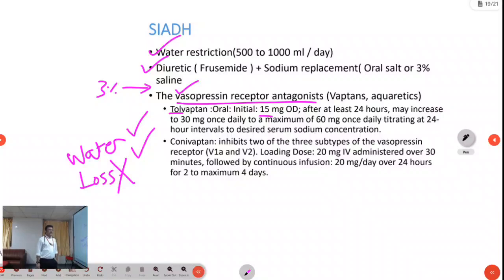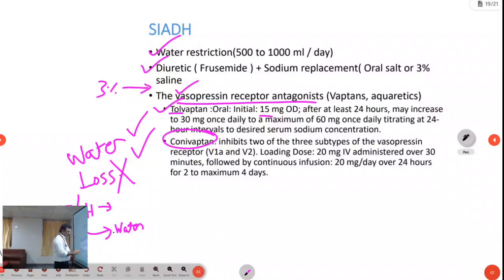Monitor the LFT during your treatment. Conivaptan is an IV preparation that also can be tried, but commonly doctors give tolvaptan. Nowadays tolvaptan has got an additional indication, that is in cardiac failure with hyponatremia. Instead of giving Lasix, you can give tolvaptan. When you are giving Lasix, both water and salt will be removed. When you are giving tolvaptan, only water will be removed.